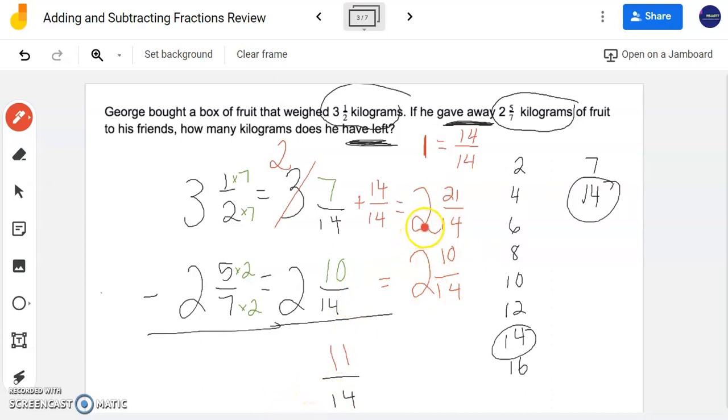And I look at my whole numbers, 2 minus 2 is 0. So that's no whole number. So the final answer to this problem is 11/14 kilograms.